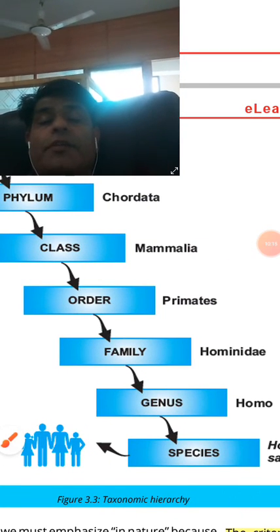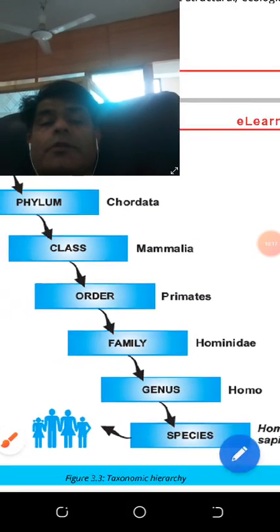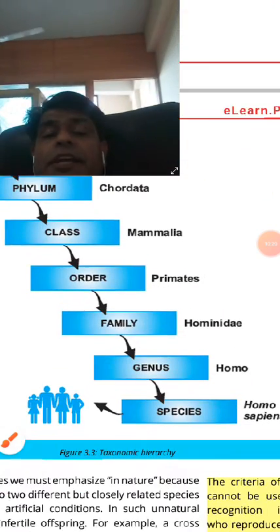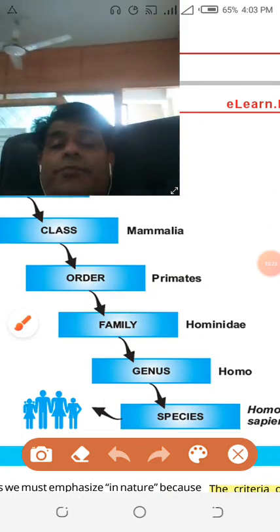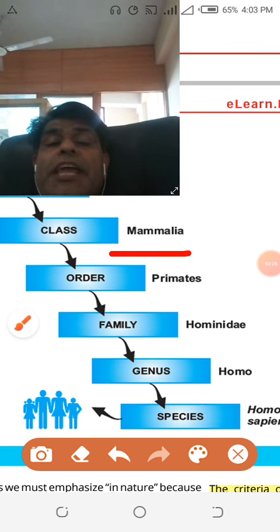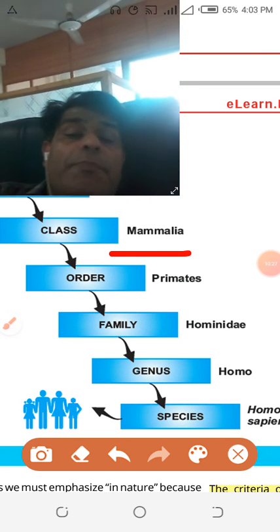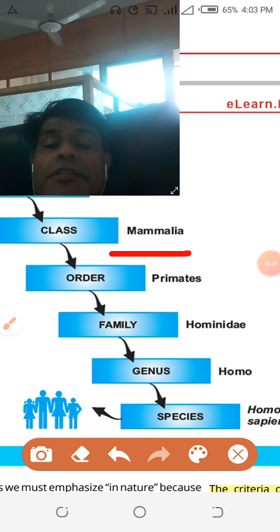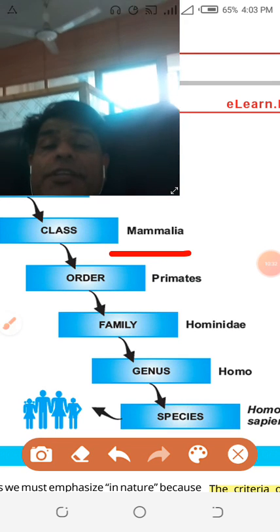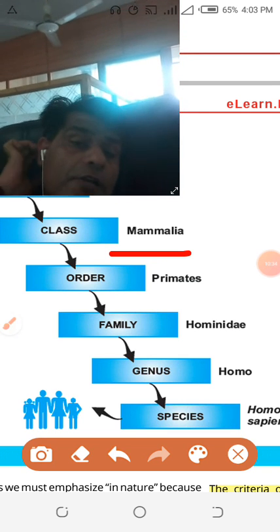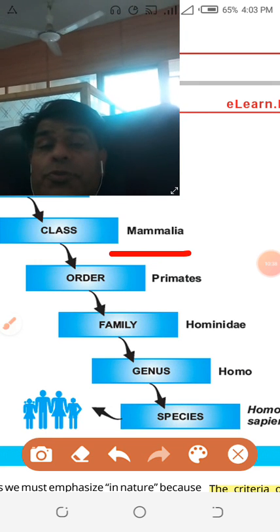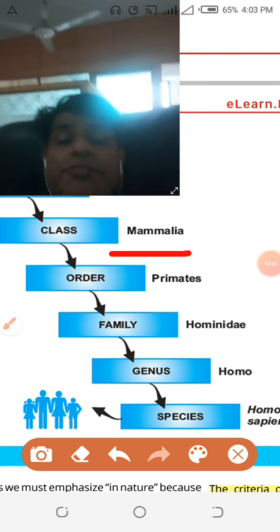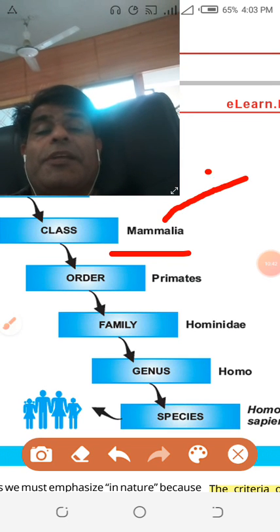In the chordates, there are many groups. Some groups are apes, some groups are mammalia. I will speak the classes which are groups of the chordates, okay? Some groups are fishes. We don't belong to fishes, because here what is written? Mammalia.